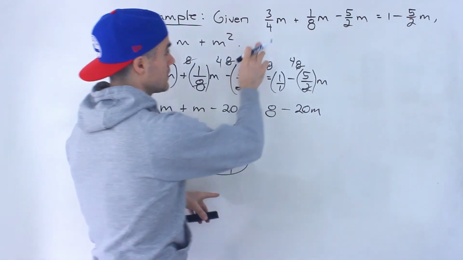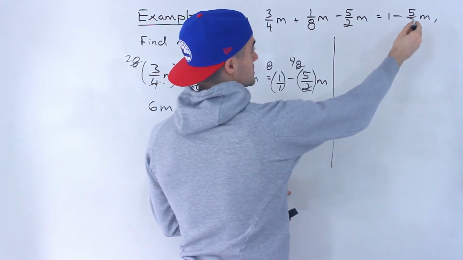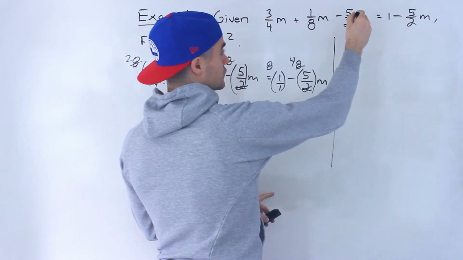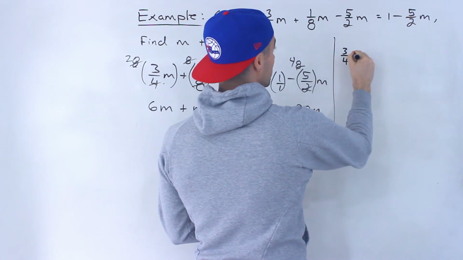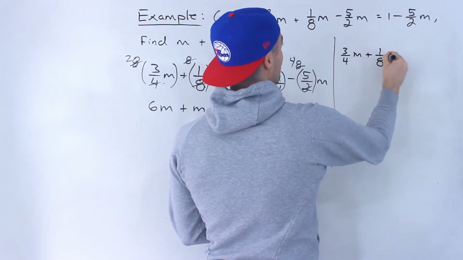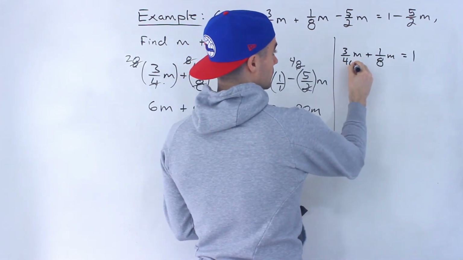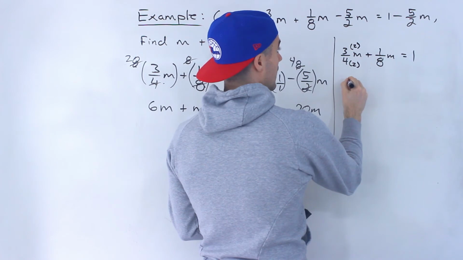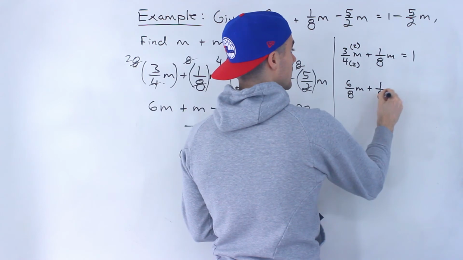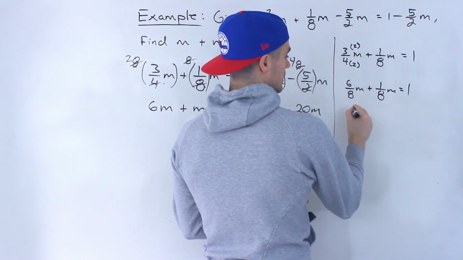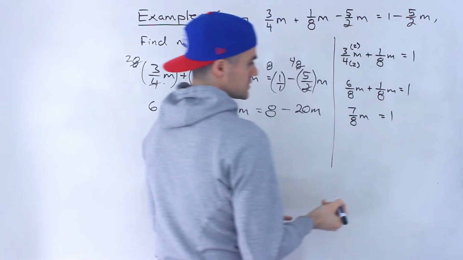Now, if you didn't do it this way, if you did work with the fractions, same thing, bring everything to the left side. Notice this would turn into positive 5 over 2m, which would net out with this. It would net out to 0. So we would have 3 over 4m plus 1 over 8m equals 1. Common denominator here, so multiply this by 2, multiply this by 2. So we would have 6 over 8m plus 1 over 8m equals 1. This would be like 7 over 8m, which is equal to 1.